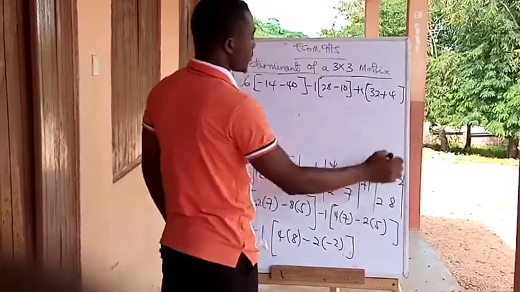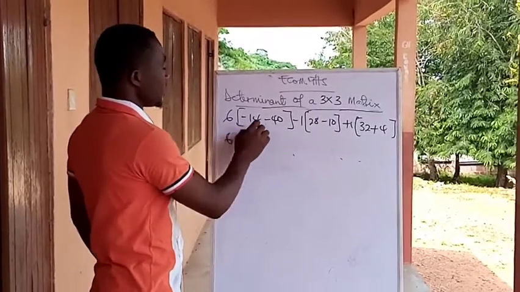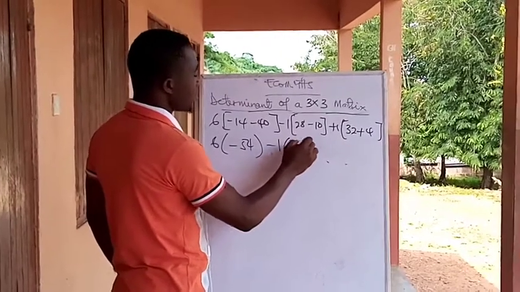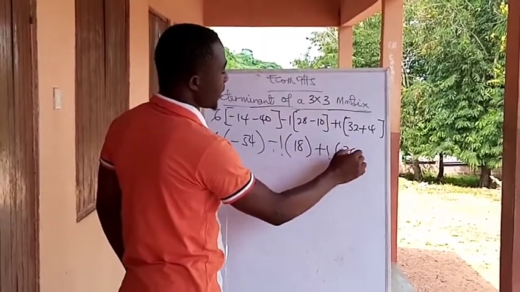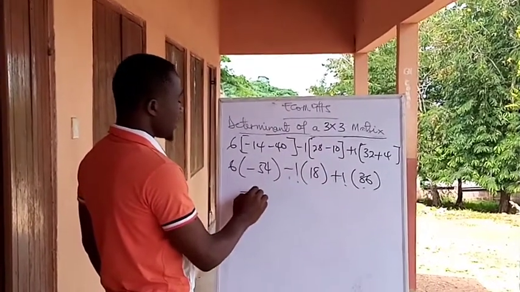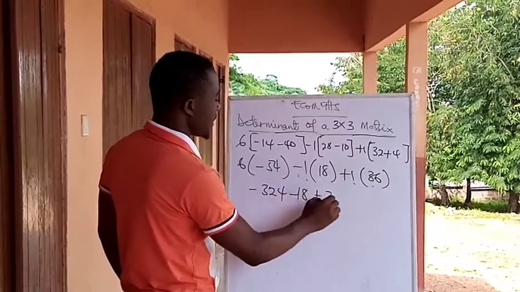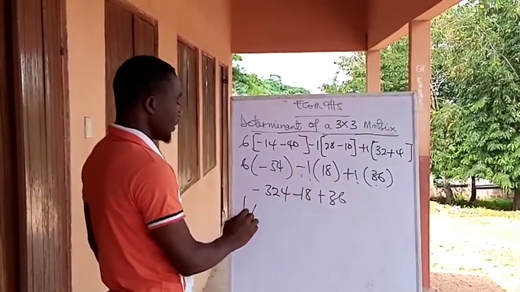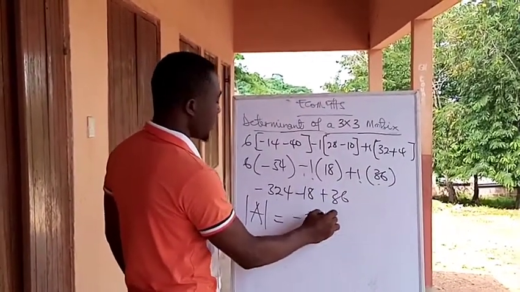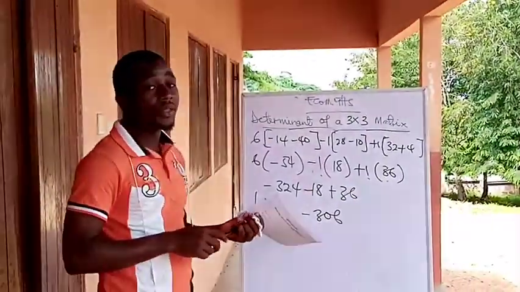So now, when you do this arithmetic, you are going to get 6 multiplied by minus 54, then minus 1 multiplied by 18, then plus 1 multiplied by 36. So 6 times minus 54 will give you minus 324, then minus 1 times 18 is minus 18, plus 36. When you do this, our determinant of matrix A, which we have earlier said, is minus 306. So basically, that is how you find the determinant of a 3 by 3 matrix.